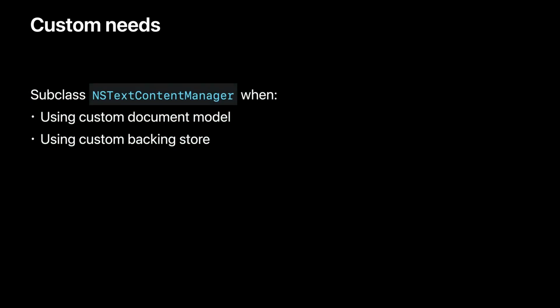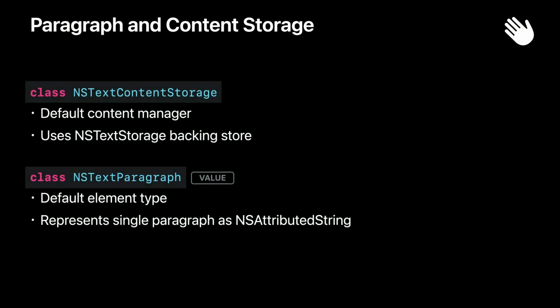NSTextContentManager and NSTextElement are both abstract types, so you could subclass them if you need to use a custom document model or a custom backing store. The headers and documentation provide guidance on how to do this. But most of the time, you can use the default ones that TextKit 2 provides. Meet NSTextContentStorage and NSTextParagraph. These are the default Content Manager and element types.